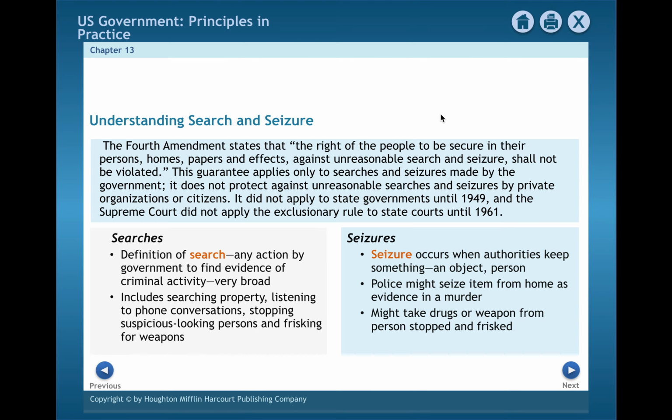So a seizure, which is the answer to number 7, letter J, occurs when authorities keep something. It's an object or a person kept by government as a result of a search. So the government can take drugs that they find or other evidence to a crime. It can also include you, not just an object, but a person. If you're arrested, that is a seizure. Not all seizures involve arrests, but all arrests are a seizure. Okay? So let's continue.